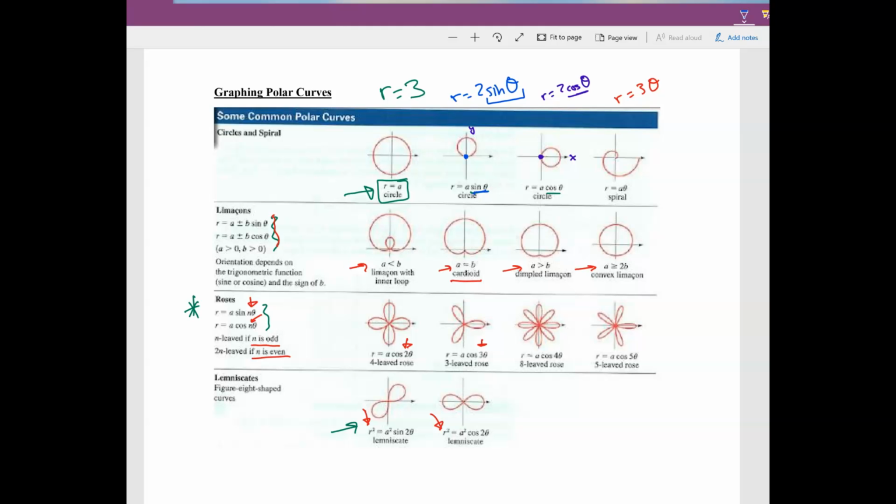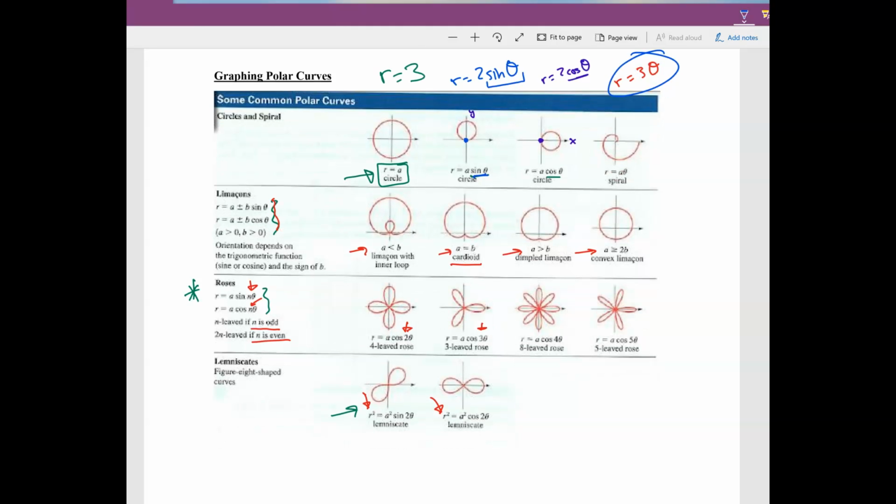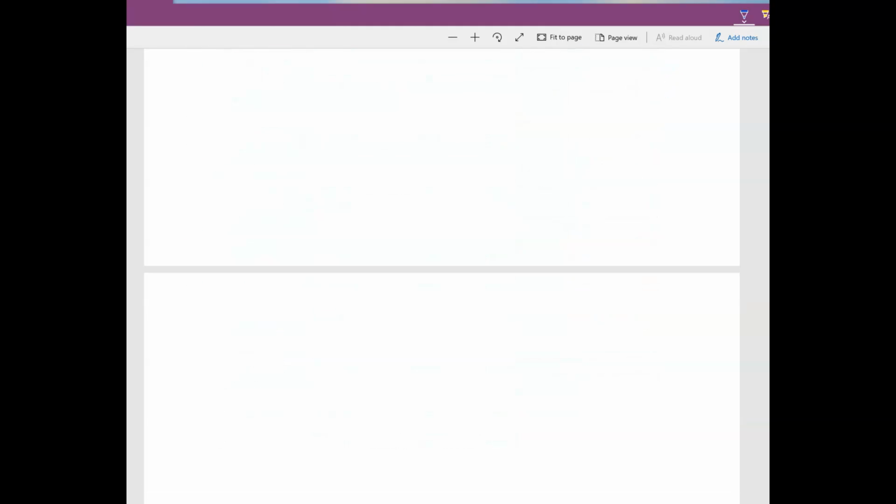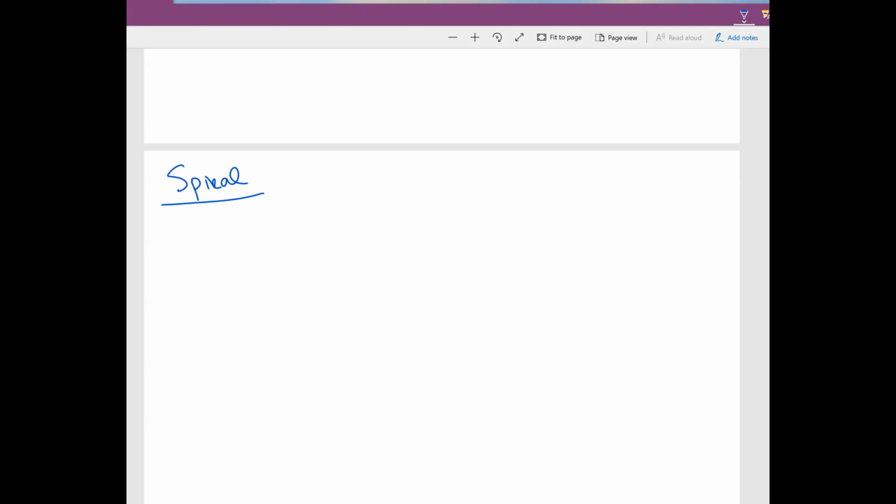So we're going to first start off with the spiral graph. Let's say we want to graph r is equal to 2 theta. We want to be able to graph something like that.